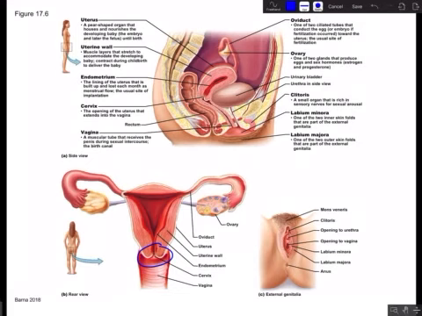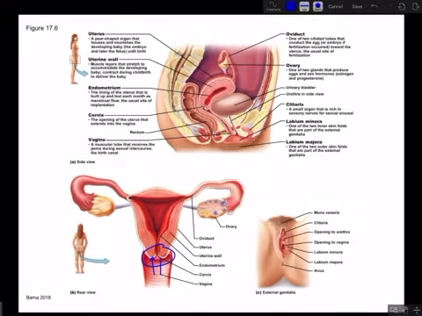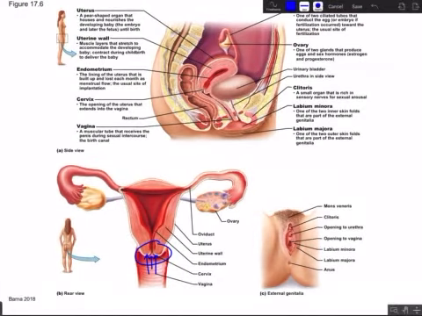This is commonly checked during a female's yearly pap smear. They usually take samples near the opening. It's called a pap smear, and they look for abnormal cells commonly associated with cervical cancer.